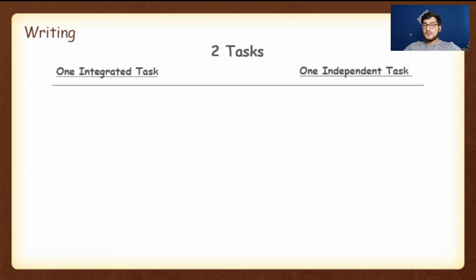And the last section is writing. You're provided with two tasks, two questions. The first question is integrated. Again, it means a combination of reading and listening. You're provided with a short text and an audio talking about that text. They're related, and you're given 20 minutes to write an academic essay about what you have read and heard. So you need to prepare your time and plan. You write your essay structured in an academic way.